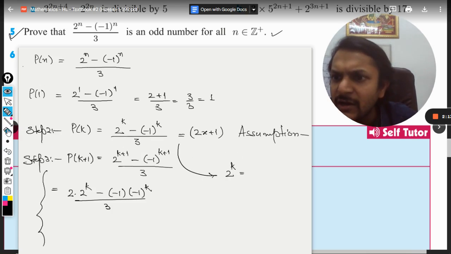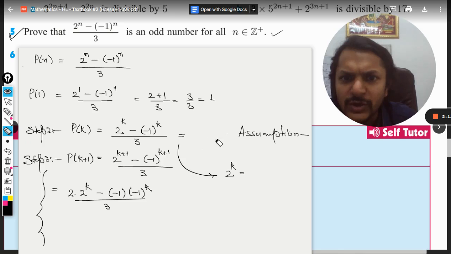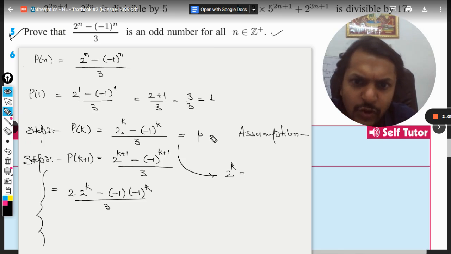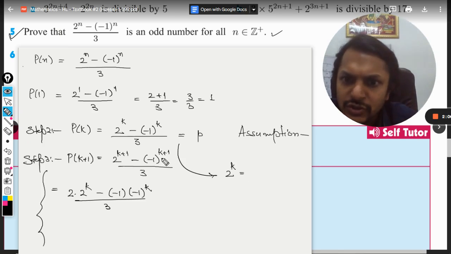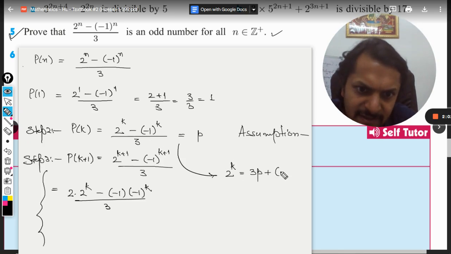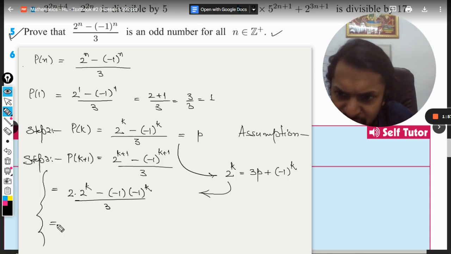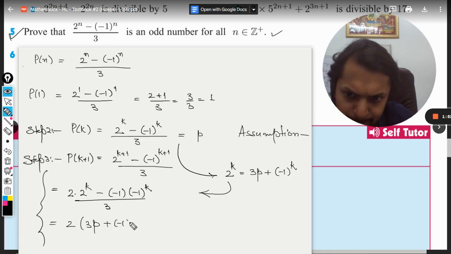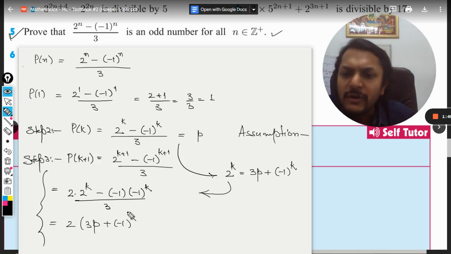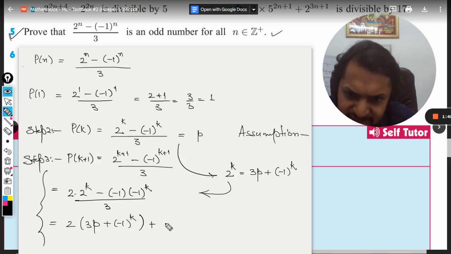Let us not take it 2x plus 1. It is a very big number. Instead, we just call it p. So p is an odd number. So this can be taken as 3p plus minus 1 raised to power k, and this I'm going to substitute in here. Minus 1 raised to power k. So this minus and minus becomes plus. So it is minus 1 raised to power k again divided by 3.